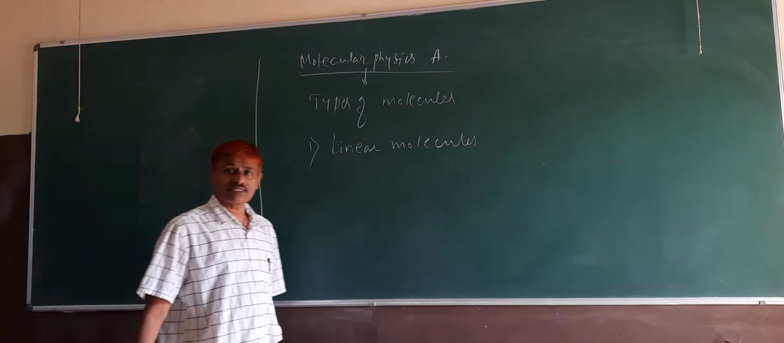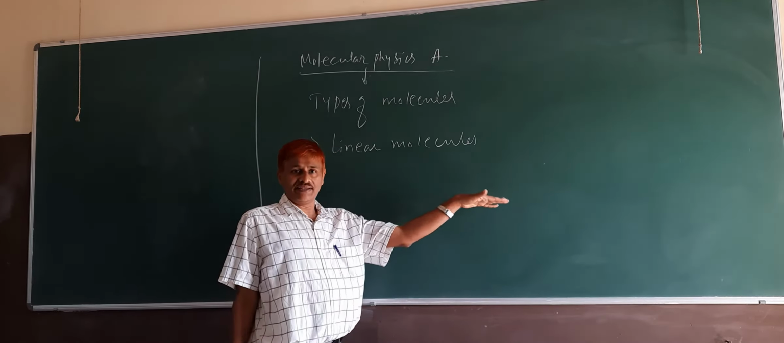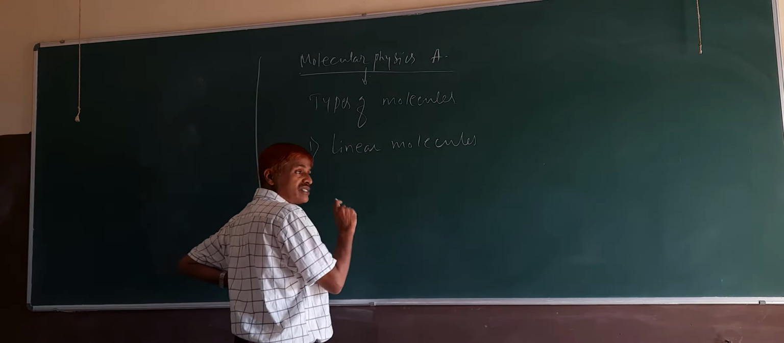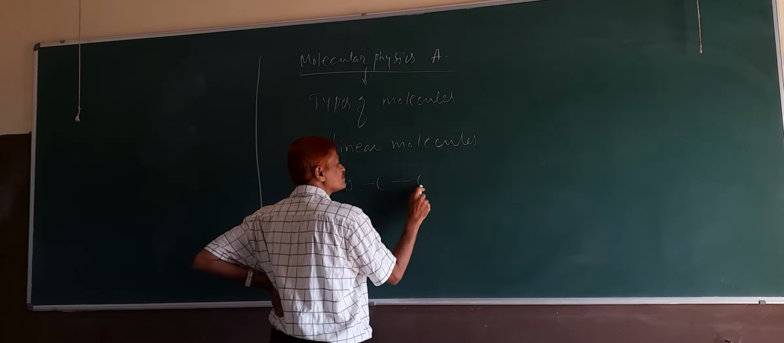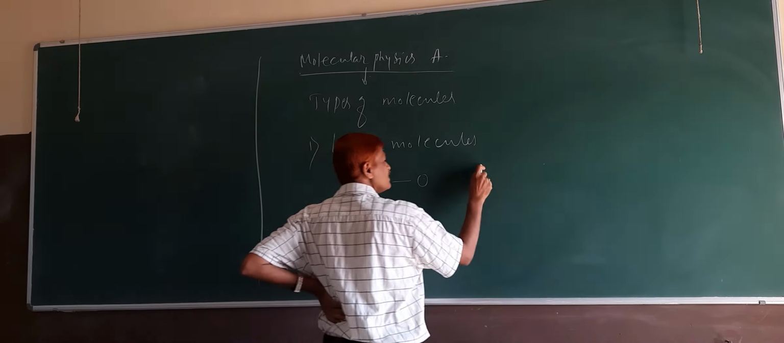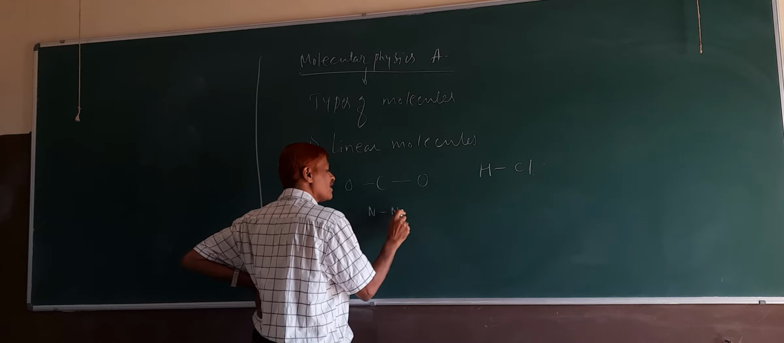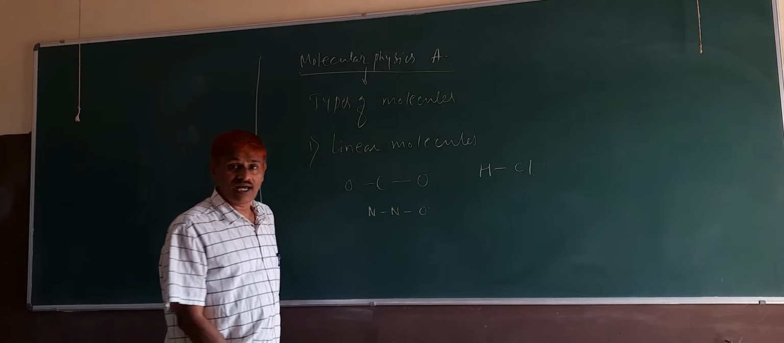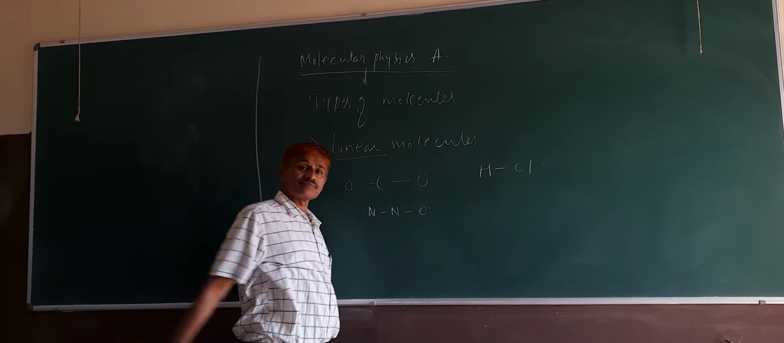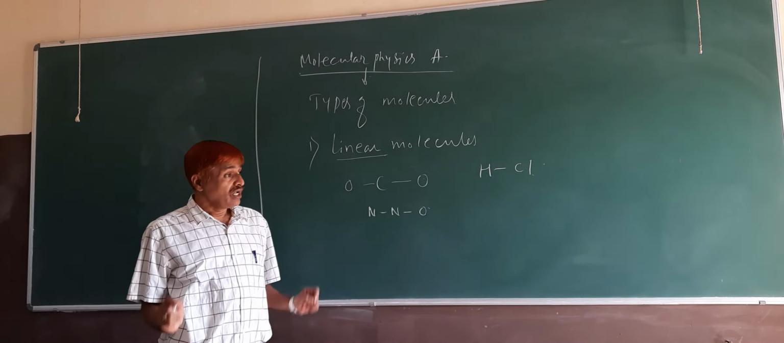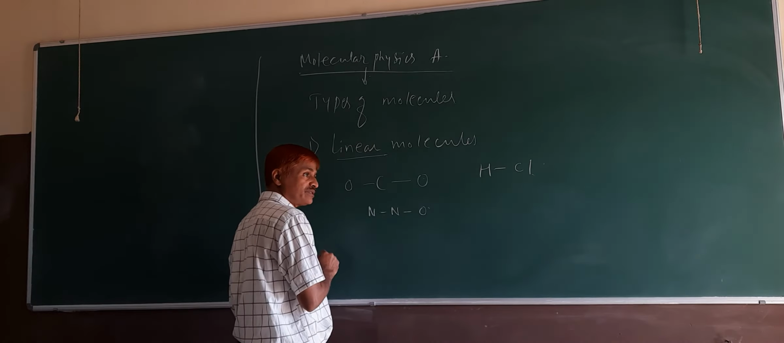Linear molecules means the atoms in this molecule are in a line. For example, CO2. CO2 is like this. HCl, N2O. All atoms are in a line. For that reason, it is called linear molecule.